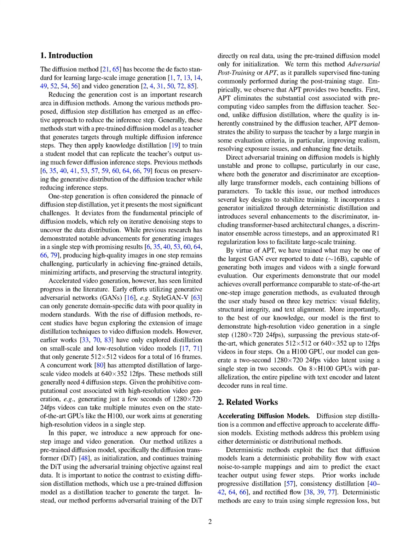The discriminator is enhanced with architectural modifications and operates directly on real, uncorrupted data, allowing it to effectively guide the generator towards producing high-quality outputs. By employing adversarial training against real data, APT enables the model to generate high-resolution videos, 1280 by 720, at 24 fps, in a single forward pass, significantly improving realism and detail compared to previous methods that required multiple diffusion steps.